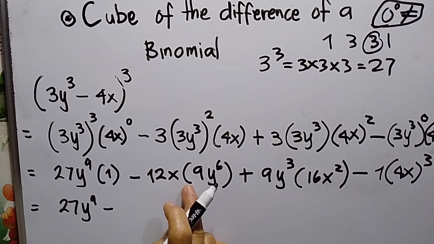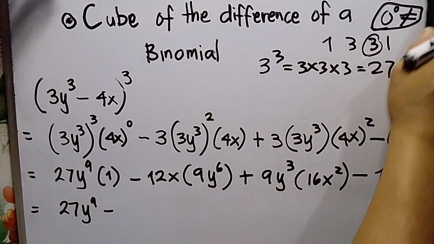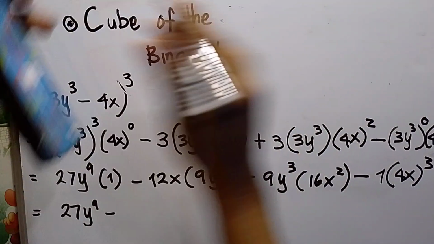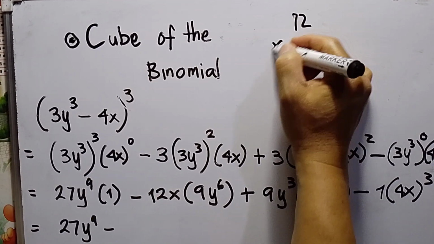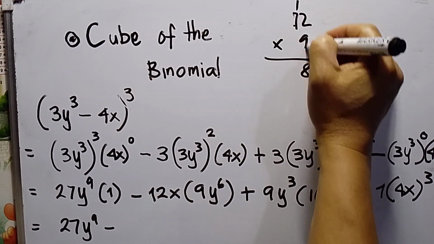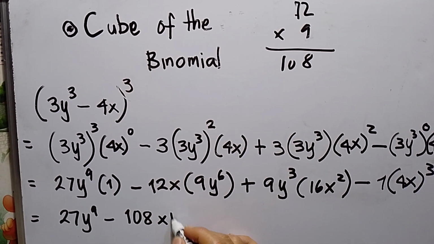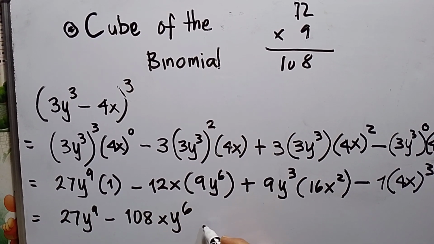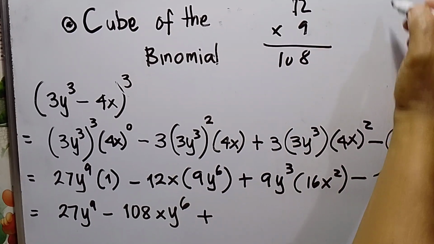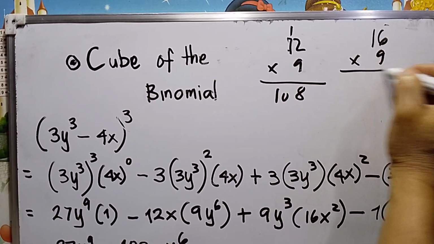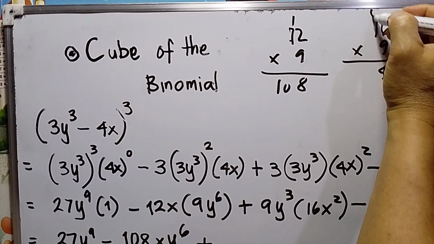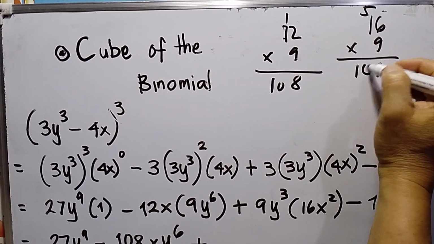Then minus 12 times 9. So what is 12 times 9? 12 times 9, this will be 18, carry 1, 108. So this is 108xy to the 6. Then this will be plus. What is 16 times 9? 6 times 9 is 54, carry 5, 9, 144.